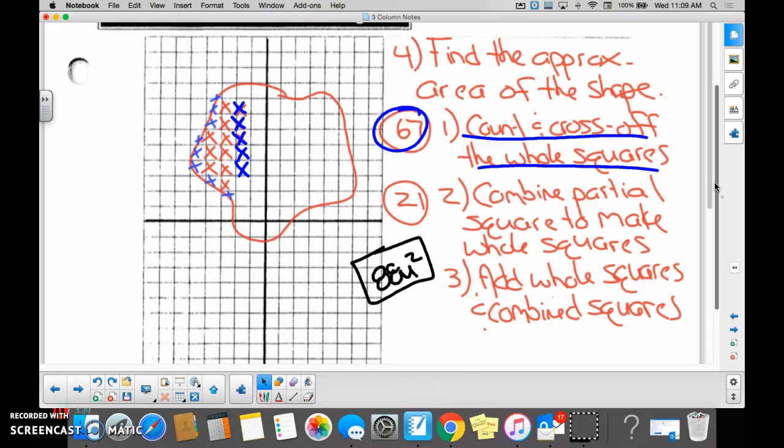Then we counted and crossed off, we combined the partial squares. So we did, well, this one and this one looks like it makes 1. This one and this one looks like it makes 2. This one and this one looks like it makes 3. And we came up with how many? 21. Again, we didn't do the whole thing, but we said, well, let's just pretend there was 21. After you do that, you add both the whole squares and the combined squares together, and you have your area. Questions?